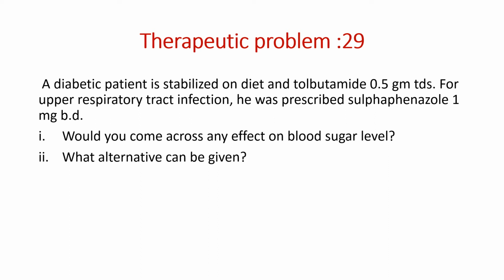Moving towards our therapeutic problem. This is therapeutic problem number 29. A diabetic patient is stabilized on diet and tolbutamide 0.5 mg TDS.